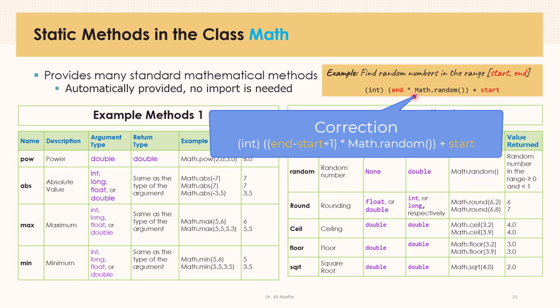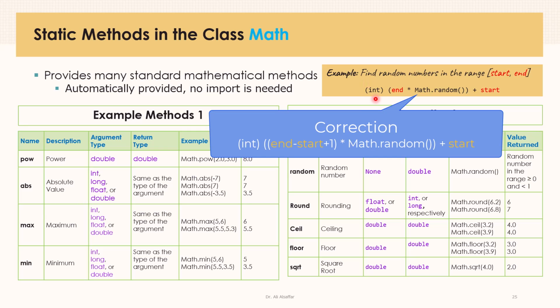Now what is the maximum generated number that we can get from math.random? Notice here it says less than 1, so it never reaches 1. So when you multiply end, which is 6, by, let's say, 0.999, it will never reach 6. So when it's converted to integer, the maximum value we will get is 5. So the range we will get for this part of the equation will be from 0 to 5.